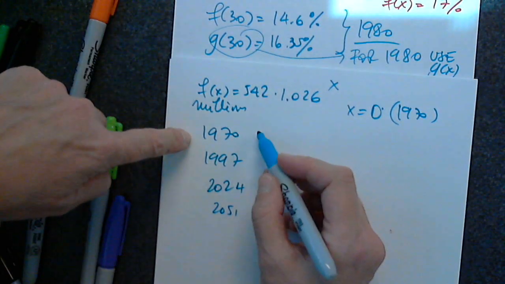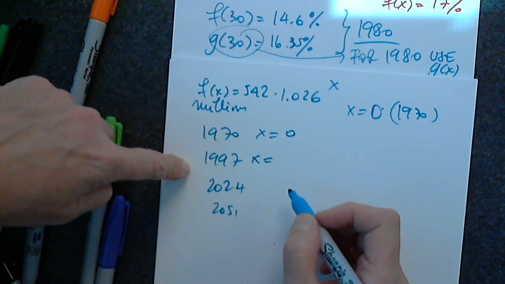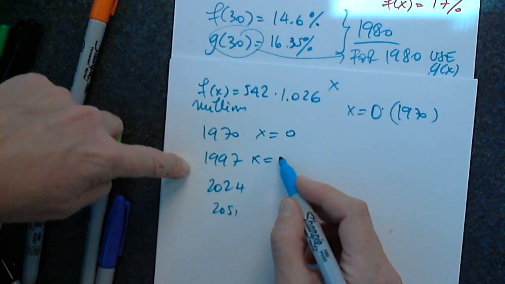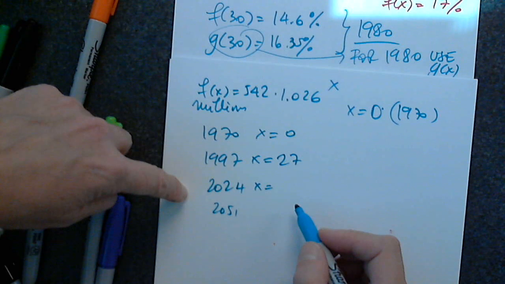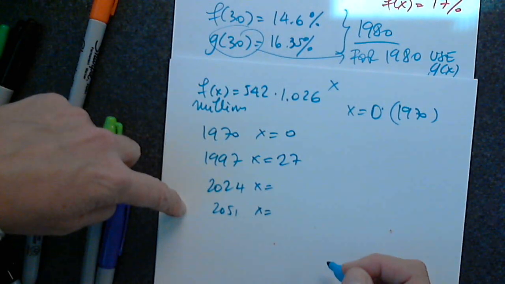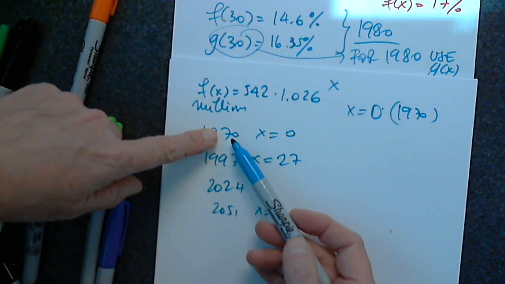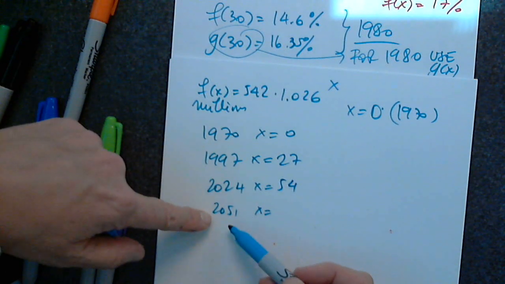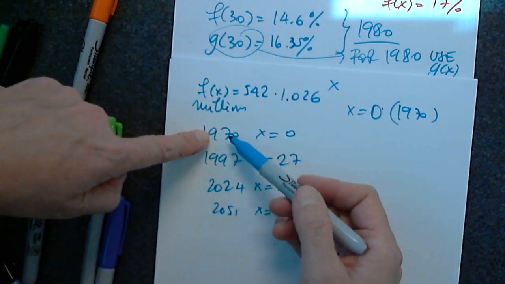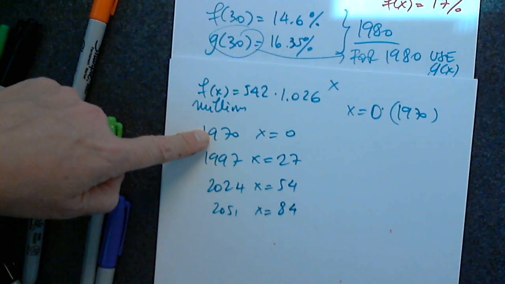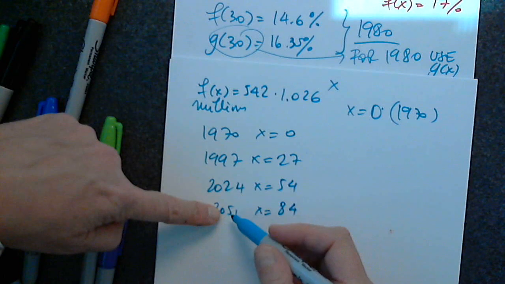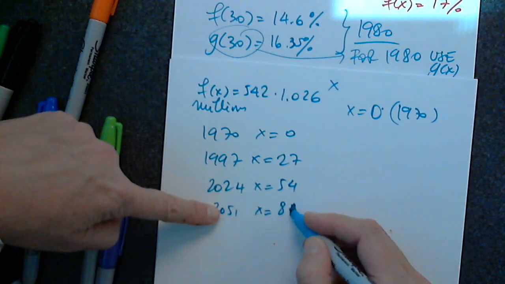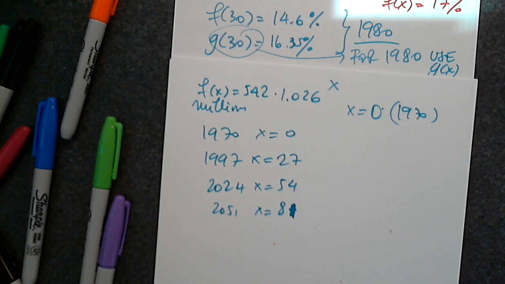So what is x for 1970 again? What is x for 1997? What is x for 2024? And what is x for 2051? So 24 minus 70, it's 54. And 2051 minus 70, it's 51 plus 30, which is, right? Yes, 81. Perfect. So that's what we have to put in the graphing calculator.